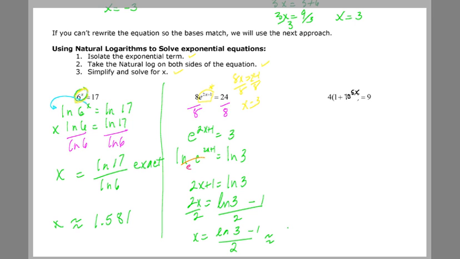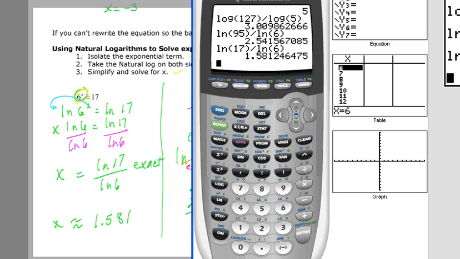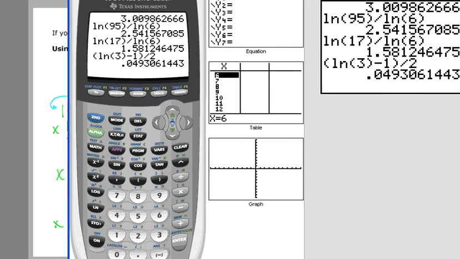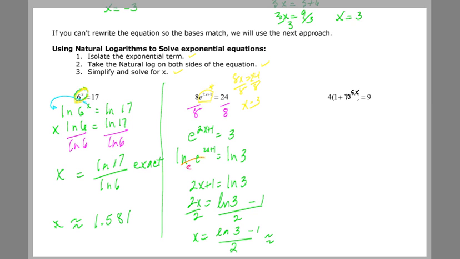If I went to my calculator, I could get a decimal approximation of (ln 3 minus 1) over 2. So ln 3, close the parenthesis, minus 1, close the parenthesis for the numerator, divided by 2. That gives 0.049. Exact answer, decimal approximation.